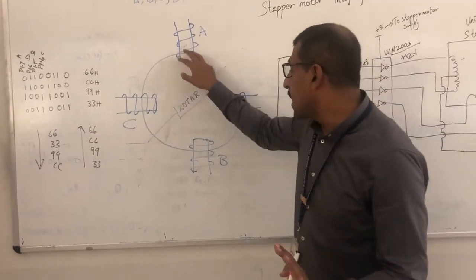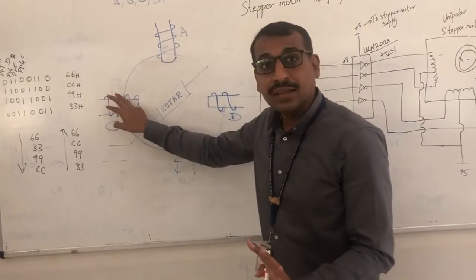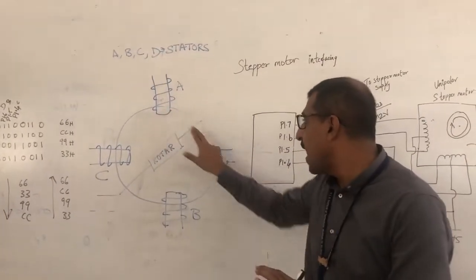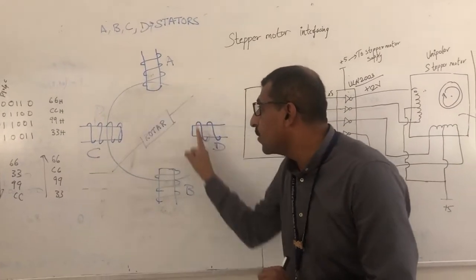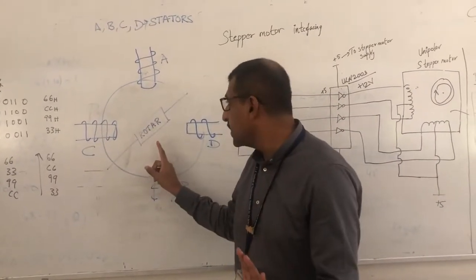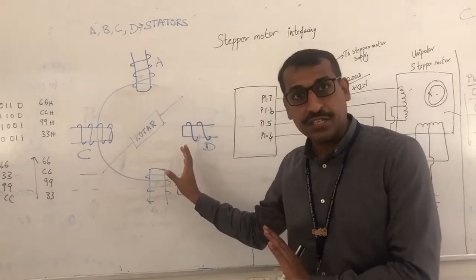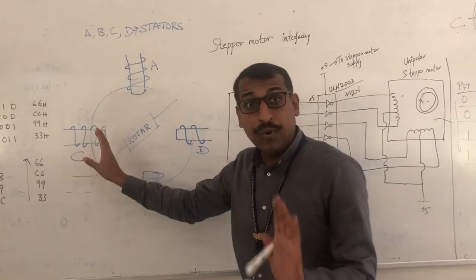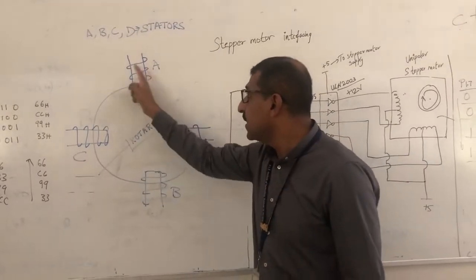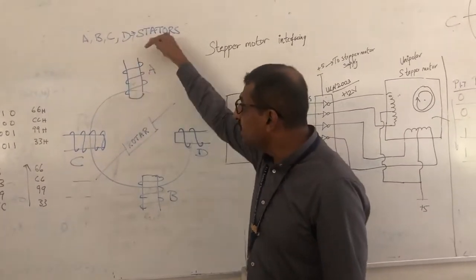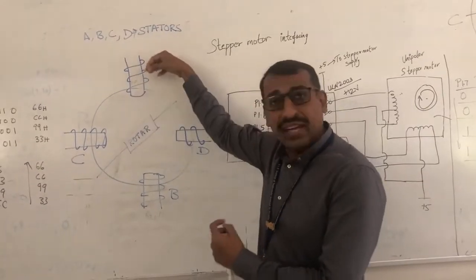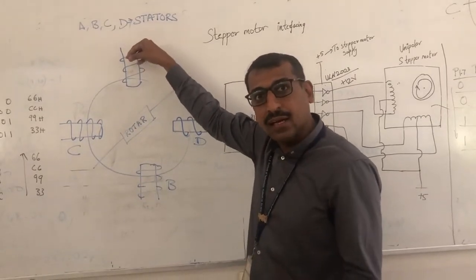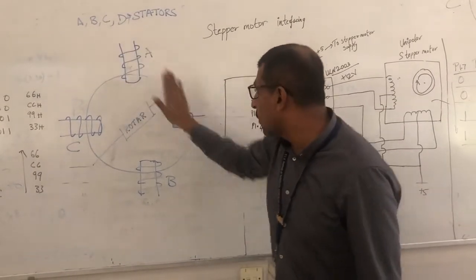Apart from that, it is surrounded by temporary magnets which are called stators. Here in this particular example, we have 4 stators. The rotor is surrounded by 4 stators. It could be surrounded by 8 stators also. So multiple stators will be there, and these stators are temporary magnets, meaning these are coils. When these coils are energized, magnetic induction takes place and these coils start acting like magnets, right? So these are called stators.